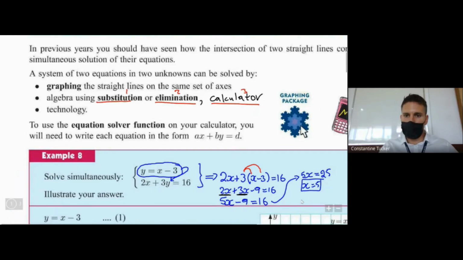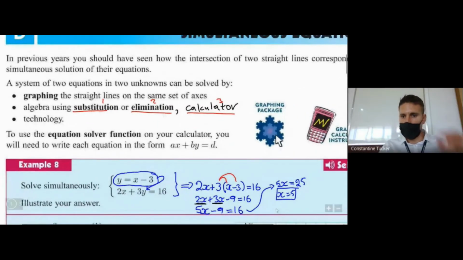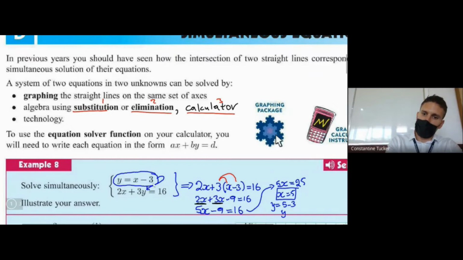Let's see now. We are missing one bit, which is the y. So how do we find y here? Well, you see how y is equal to x minus 3. If you take this x is 5 and substitute it in the first formula now, you can find y. So y is going to be equal to 5 minus 3, which means y is equal to 2. So we found x is 5 and y is 2. Our final answer here, if this were an exam, you would say 5, 2.